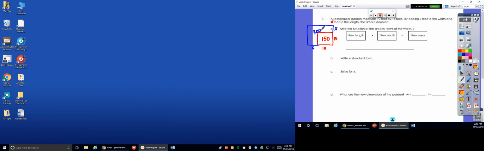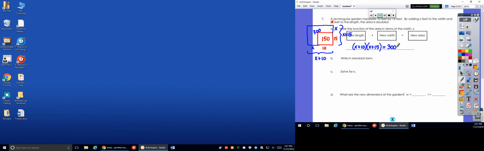So now, the new width and length have to be x plus 10 and x plus 15. Okay? So, if I need to figure out the function of the area, I'm going to do x plus 10, that's my length, times x plus 15, that's my width, equals my new area, which is 300.